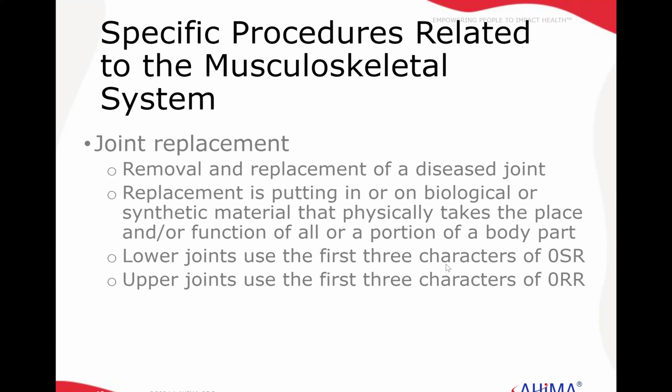Joint replacement has come a long way in the last 20 years. And with these joint replacements, we're taking out a damaged or diseased joint and replacing it with either a biological or synthetic material that takes the place and the purpose of the old joint. Lower joints will use the first three characters of 0SR. Upper joints will use the first three characters of 0RR.